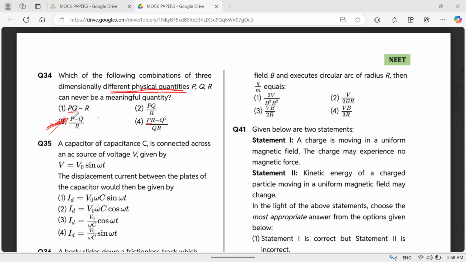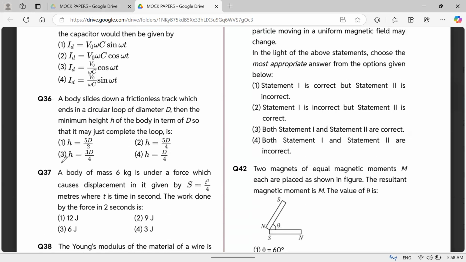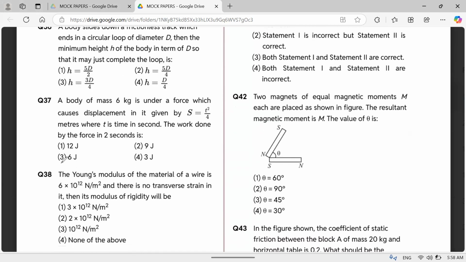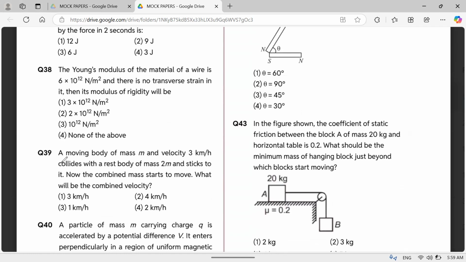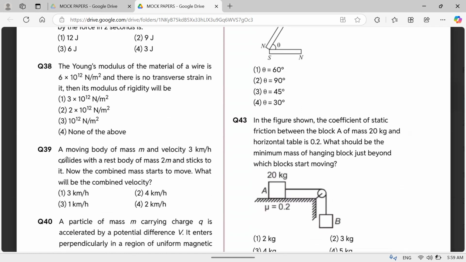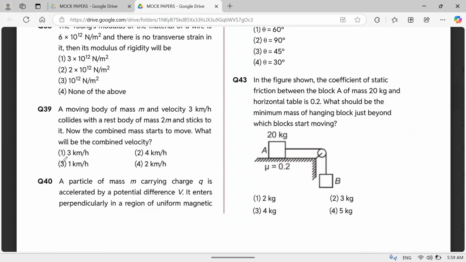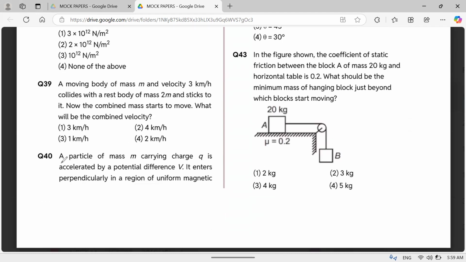Sure. The next one is capacitor, then frictionless quantity, then work done. Does anyone remember the Young's modulus formula? Combined, then a particle atom carrying a charge q accelerated by a potential difference v. Yeah, try question 40.